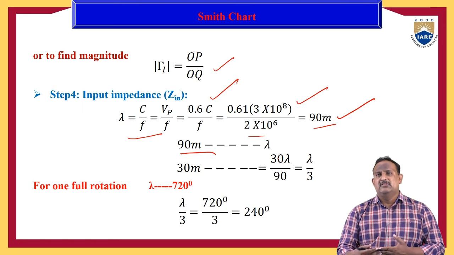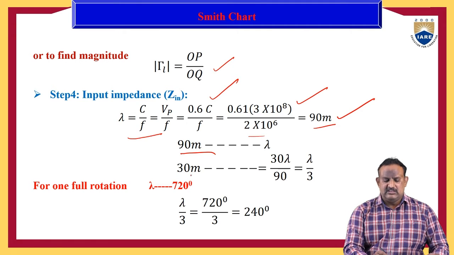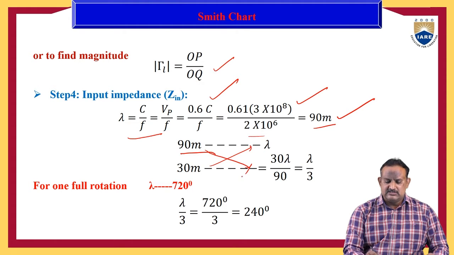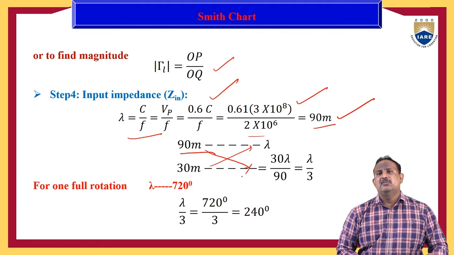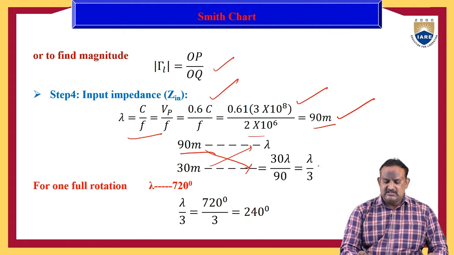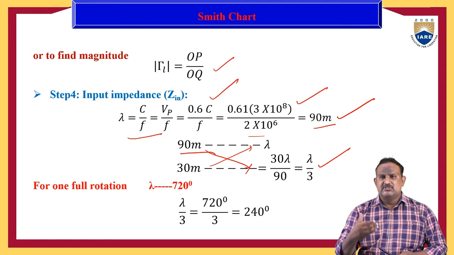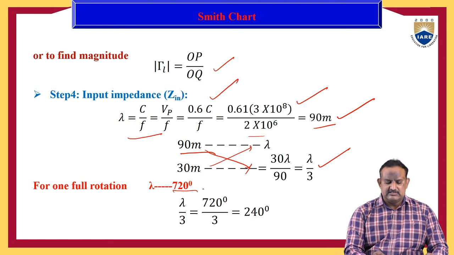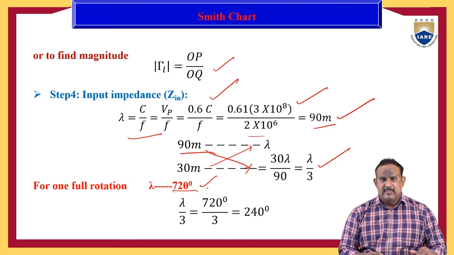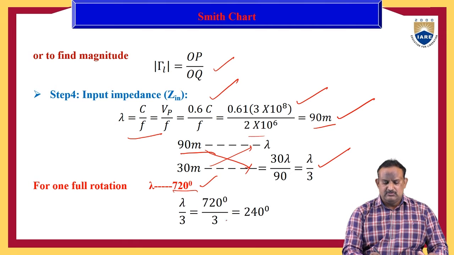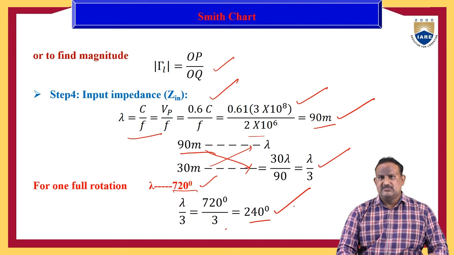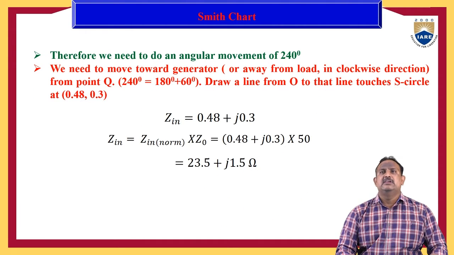But in our problem, the transmission line is given as 30 meters long. Therefore for 30 meters, how much is the lambda? 30 into lambda by 90 meters will give the lambda value for 30 meters. Therefore for 30 meters, the value is lambda by 3. Lambda in terms of degrees is 720 degrees. Therefore, lambda by 3 equals 720 degrees by 3, which is 240 degrees. So in terms of angle, 240 degrees.